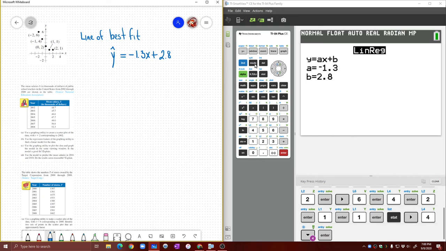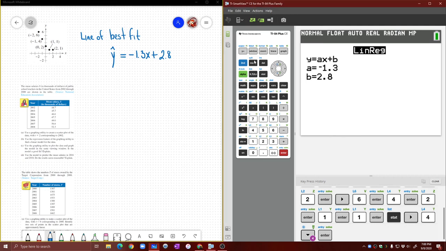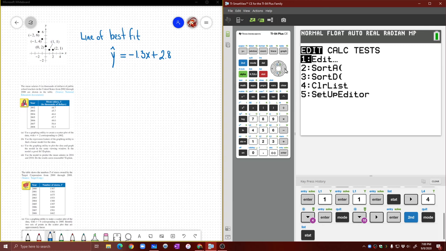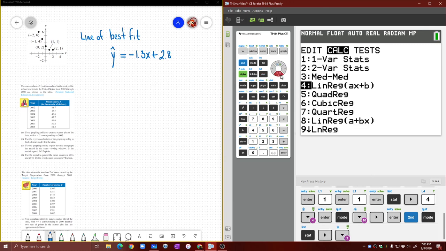But for those of you that may not have been in class or were sleeping, you can hit the mode button, and you'll notice here my stat diagnostics is off. So I'm going to go down here. So stat diagnostics, notice it's off. We need to turn it on, and once you do it once, you're set for life. Or until you have to refresh the batteries. All right, so now we're going to quit, go back to stat, and redo it again.